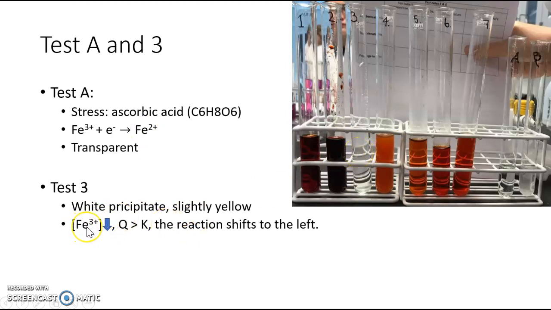And again, we can use Le Chatelier's principle and see that when the reactants go down, the Q value becomes larger than the K value. And the reaction shifts to the left.